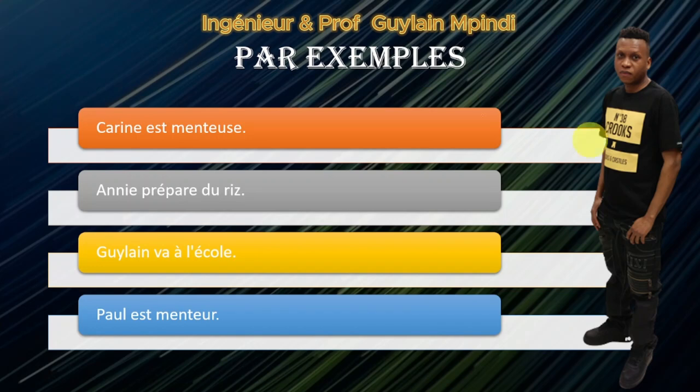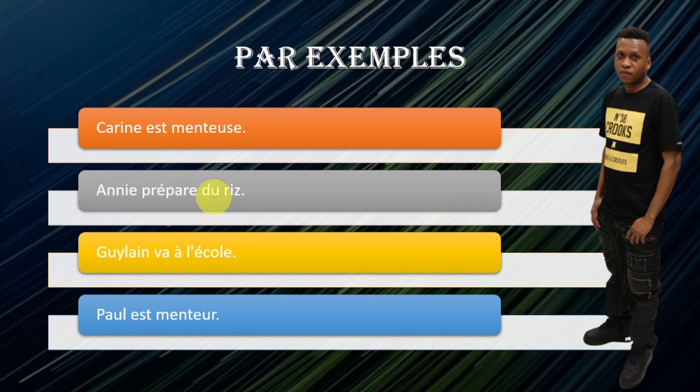Here, that's why I end up putting examples. Carine est menteuse. Annie prépare du riz. Guylain va à l'école. Paul est menteur. Okay? I'm going to go again. Carine est menteuse. Annie prépare du riz. Guylain va à l'école. Paul est menteur.